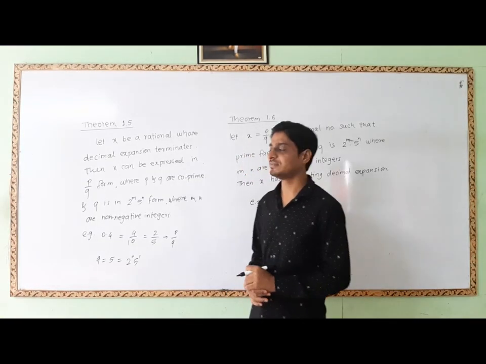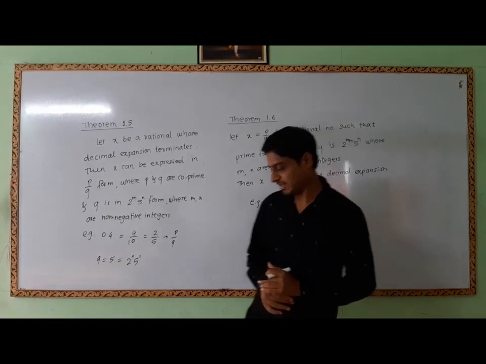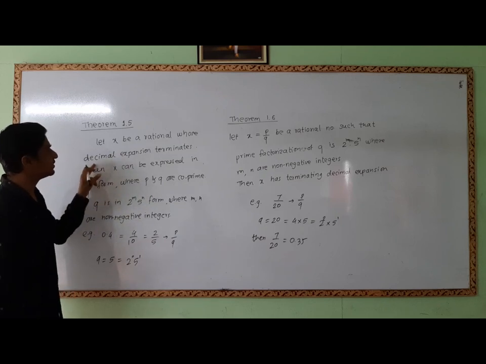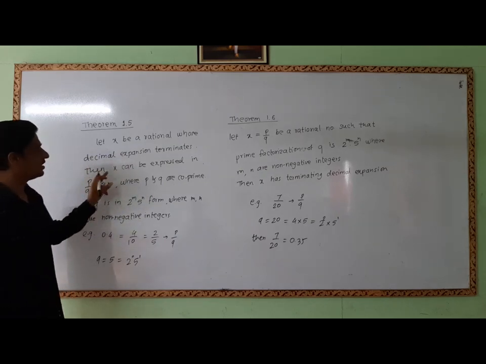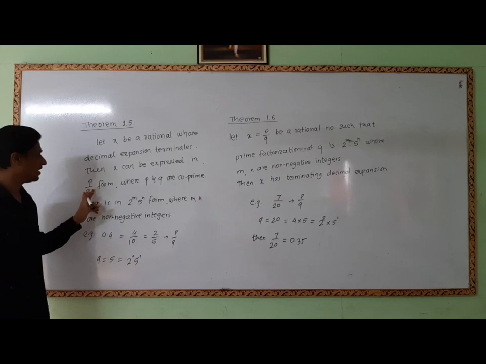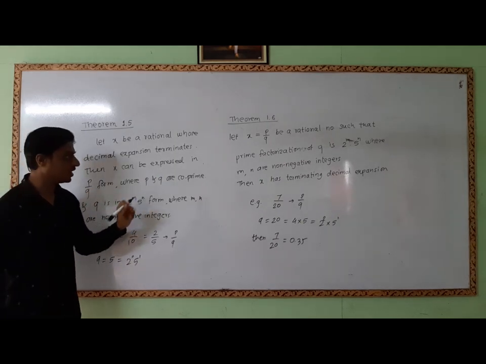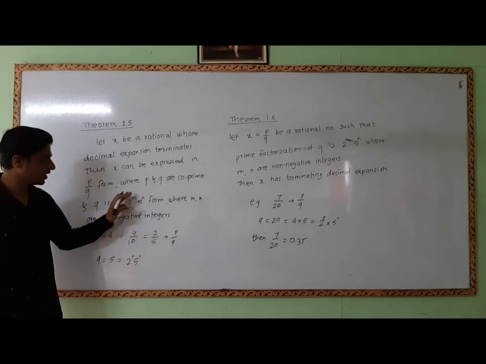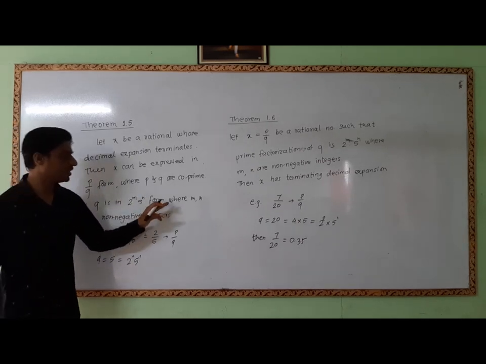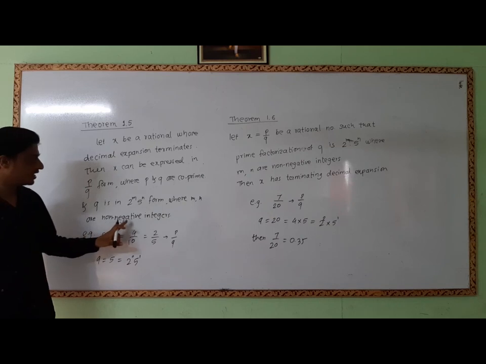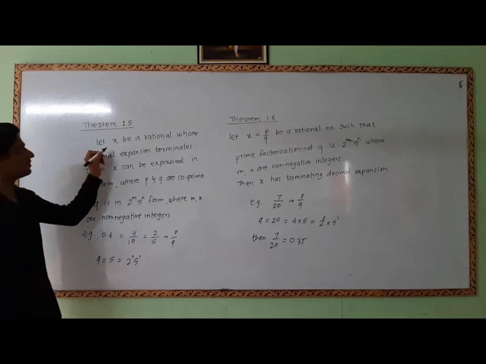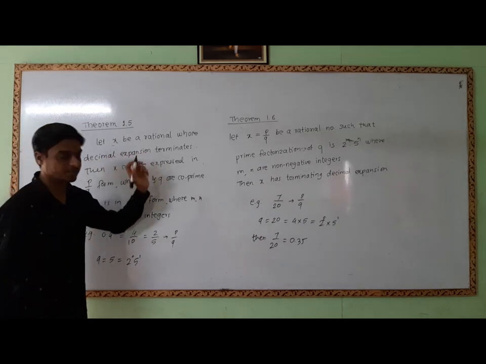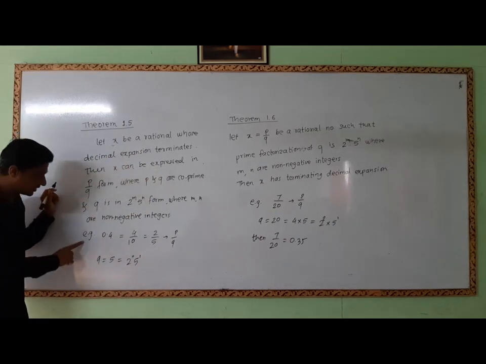Let us see next topic, theorem 1.5. The statement is let x be a rational number whose decimal expansion terminates. Then x can be expressed in p upon q form, where p and q are coprime, and q is in the form of 2 raised to m, 5 raised to n, where m and n are non-negative integers. If x is a rational number, then the decimal expansion should terminate. So let us take an example.